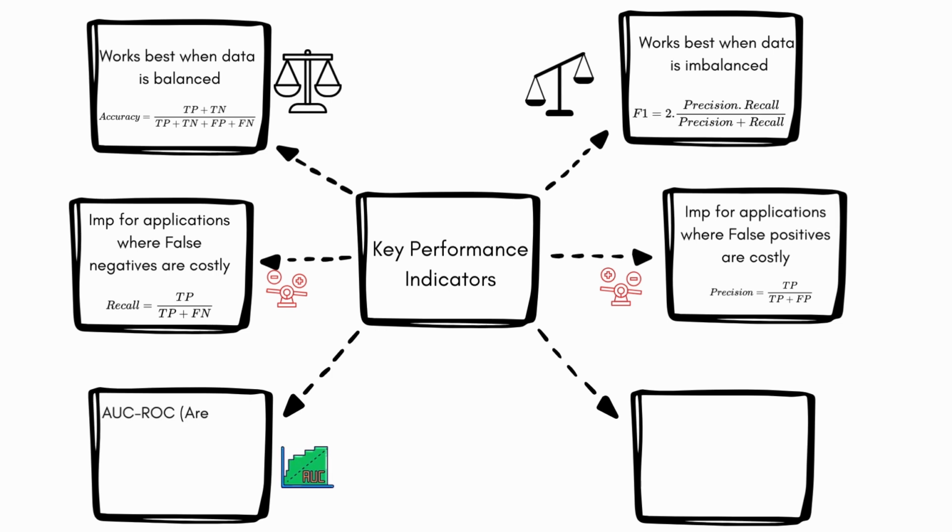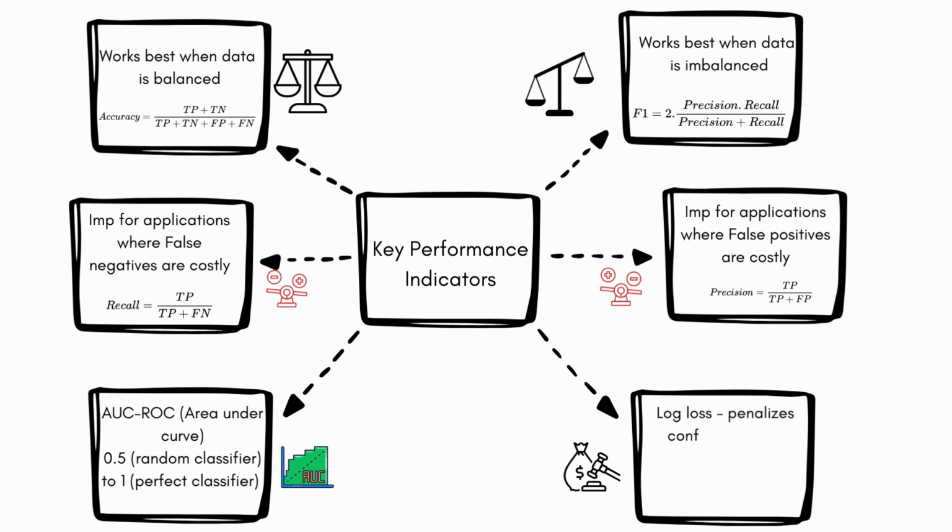AUC, area under the curve. It measures ability of the model to distinguish between the classes across the thresholds. When AUC is 0.5, we consider it as a random classifier. When AUC is 1, it is considered as a perfect classifier. Log loss is used to penalize confident wrong predictions. Lower the log loss, better the model.